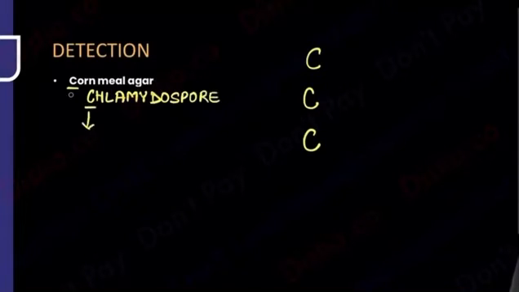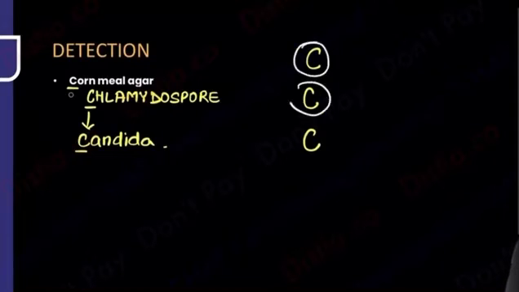And I've already told you chlamydospores are grown by which particular organism? Candida. So repeating once again, when I'm talking about corn meal agar, I grow chlamydospores in it, and which organism shows you that? Candida shows you that. So that's another agar that you have to know.